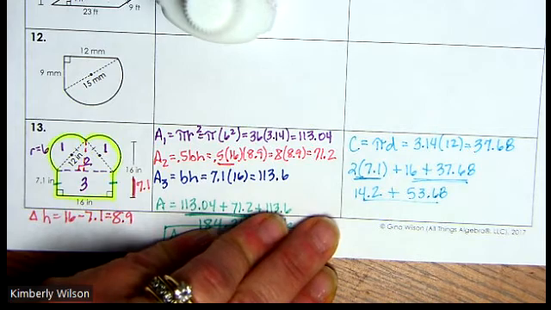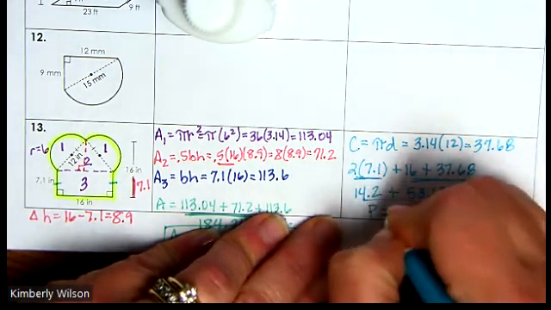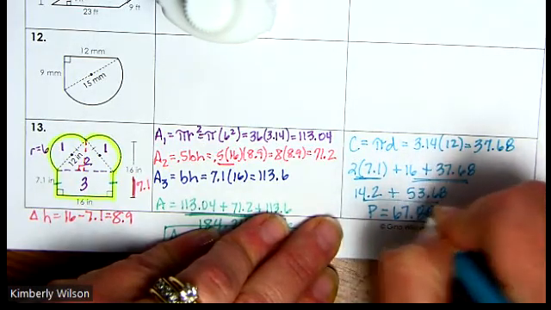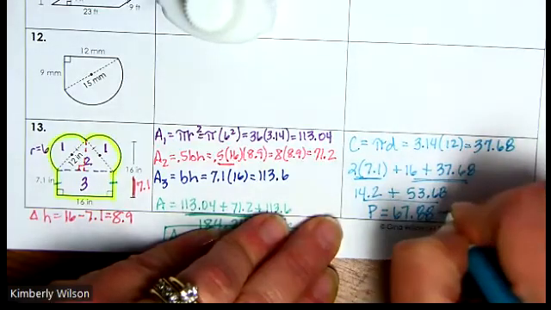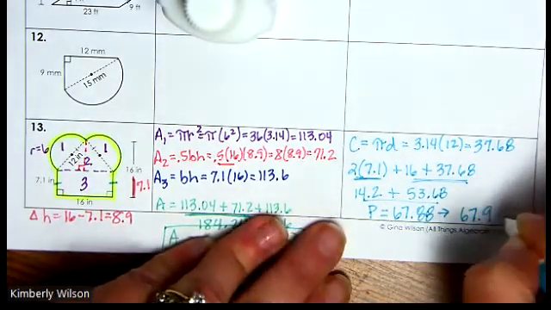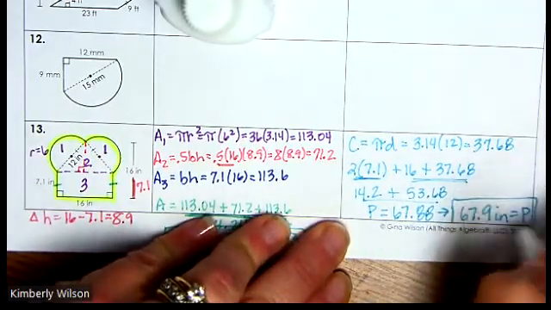Make sure you type the numbers in correctly. So therefore, the perimeter is 67.88, but it says to round to the tenths. So therefore, this is going to be 67.9 inches is what my perimeter equals.